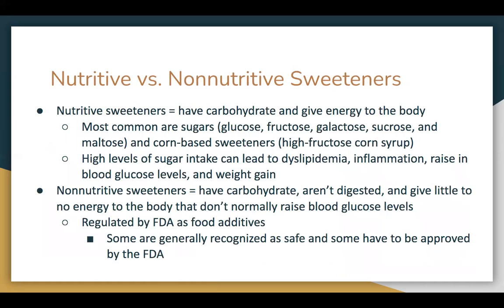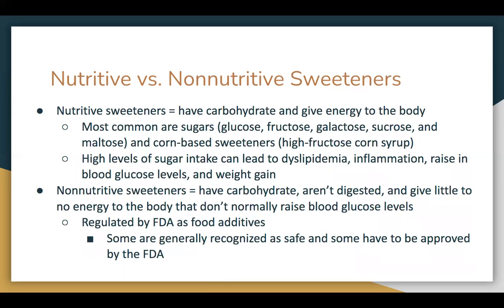There are nutritive and non-nutritive sweeteners. Nutritive sweeteners have carbohydrates and give energy to the body. The most common types are sugars, such as monosaccharides and disaccharides, and corn-based sweeteners. High levels of sugar intake can lead to some serious health problems or aid in the development of them, such as a rise in blood glucose levels, which can lead to diabetes.